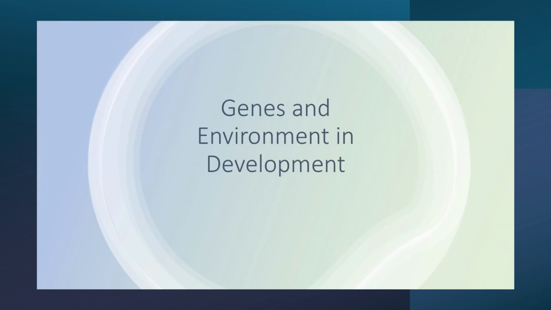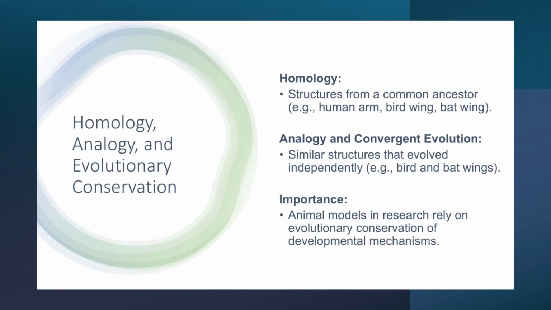In the next few slides, we will discuss the impact of the environment on our genes. Evolutionary biology distinguishes homologous structures, which share a common ancestry, from analogous structures, which evolved independently. For example, the arm of a human, the wing of a bird, and the wing of a bat are homologous. However, the wings of birds and bats are analogous, evolving separately to serve the same purpose. This concept of evolutionary conservation allows us to study human development using animal models.